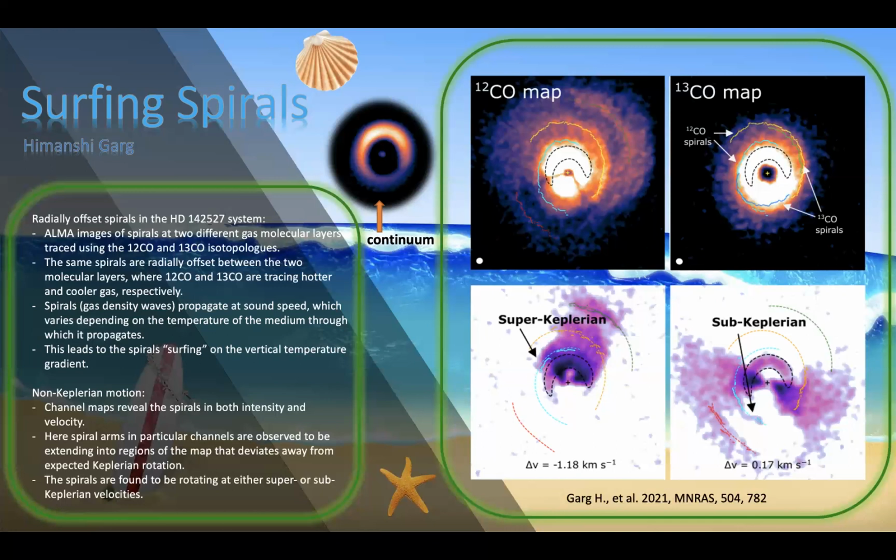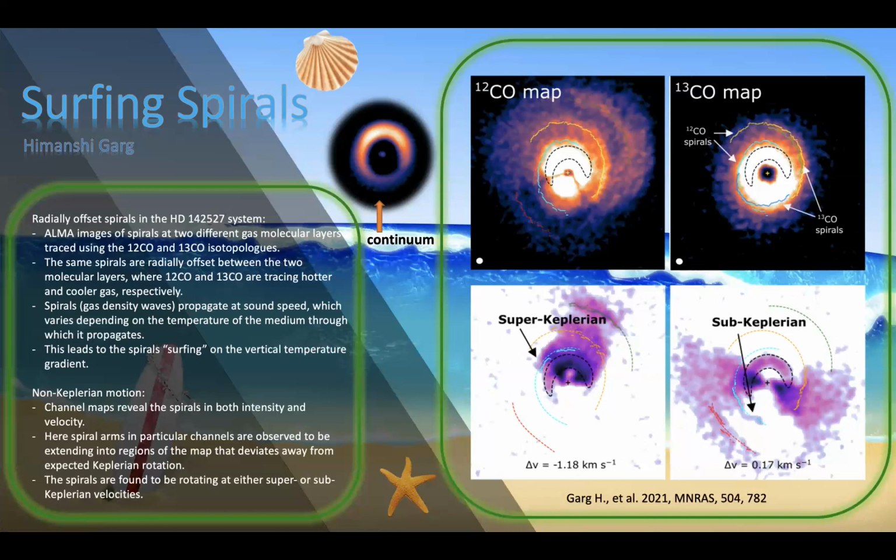In a recent study by our team, we used ALMA observations at 0.3 arcsecond spatial resolution and found that the same spiral arms, but traced at two different disk altitudes using 12CO and 13CO gas tracers, were radially offset.